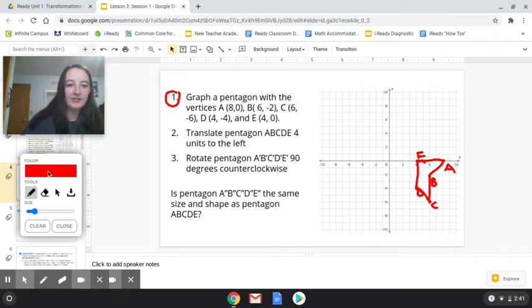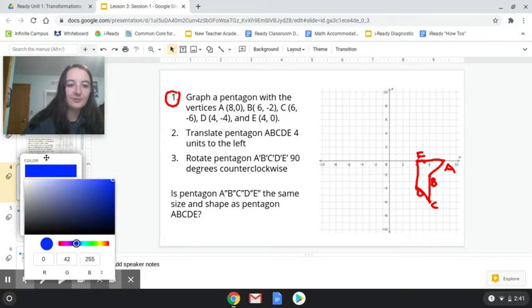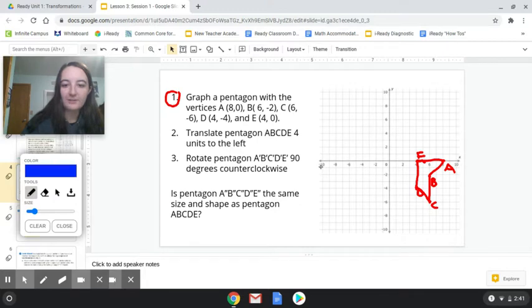The next part we need to do is translate it. So we translate it 4 units to the left. So we're going to do that for each of our points. So A, we go 4 to the left. 1, 2, 3, 4. So here's our A prime. And then from there we have to do the same for our B. So 1, 2, 3, 4. So here's our B prime.